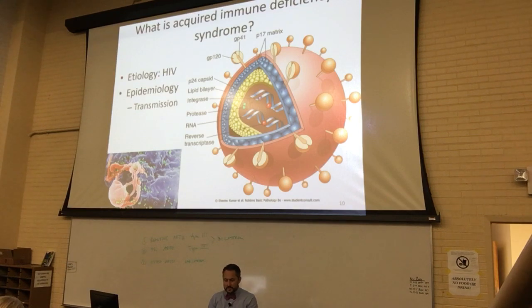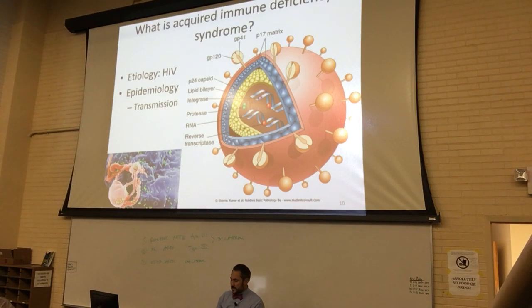Probably arose from simian descent. In about the 1930s, it began diversifying. It was first found in humans in 1959 in the Democratic Republic of Congo. Today, the most common venue of transmission is heterosexual activity, but it can be transmitted through any kind of blood contact or IV drug use, or it can be transmitted from mother to fetus because of the blood transfer, where it crosses the maternal-fetal barrier.